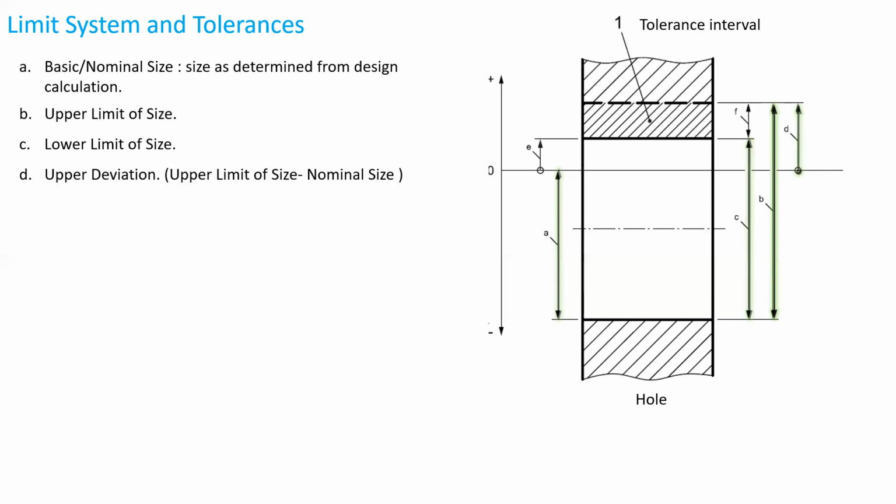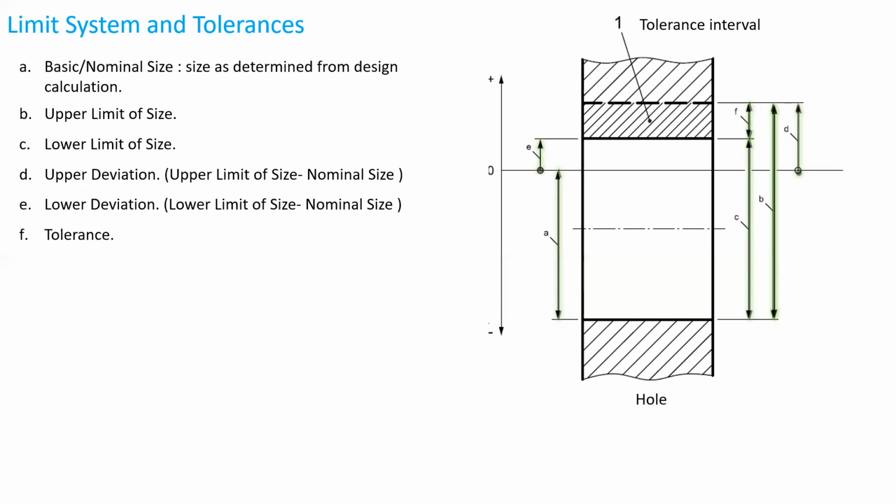Upper deviation. Upper deviation as highlighted by D is the difference between the upper limit of size and nominal size. And the upper deviation can be positive or negative depending upon whether the upper limit of size is greater than the basic size or less than the basic size. Similarly, lower deviation is the difference between lower limit of size and nominal size. It can also be positive or negative.